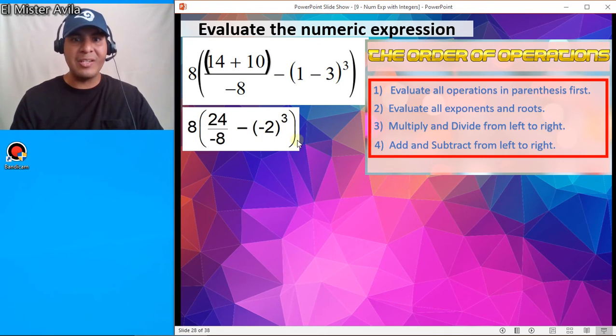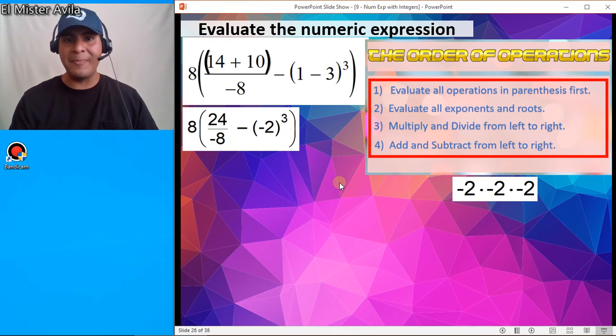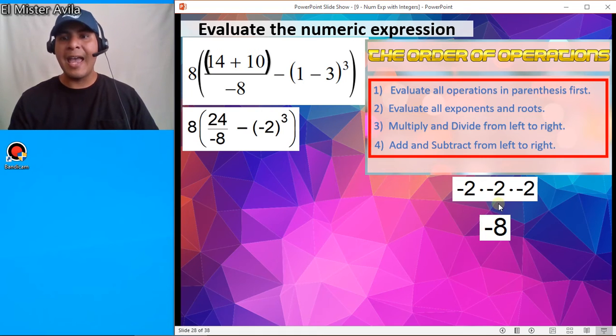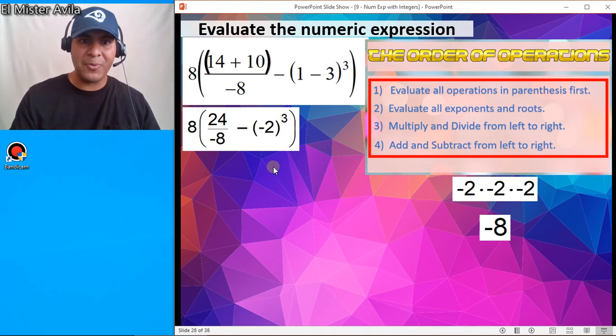Now, inside the parentheses, we have an exponent. Notice here this exponent is in step 2 of the order of operations after the parentheses, of course. That's what we're studying in here. So we're going to multiply -2 times -2 times -2. -2 times -2 is +4, and +4 times -2 is -8. So this -2 to the power of 3 is -8.